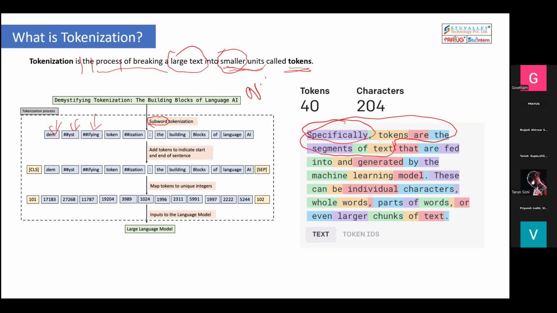For example, NLP. NLP means N is one meaning, L is another meaning, and P is another meaning. Okay, so these are the four techniques inside tokenization. One is word tokenization, another is sentence tokenization, third is subword tokenization, and fourth is character tokenization. So this small unit means the four things which I mentioned.